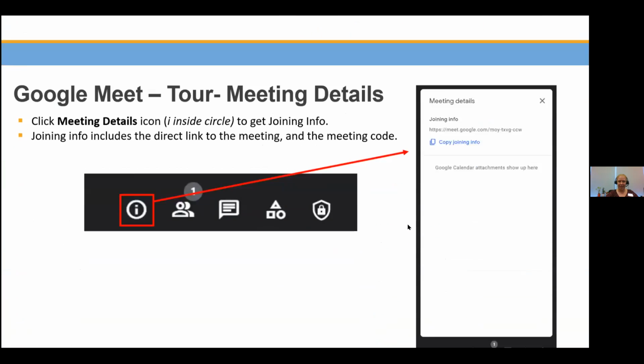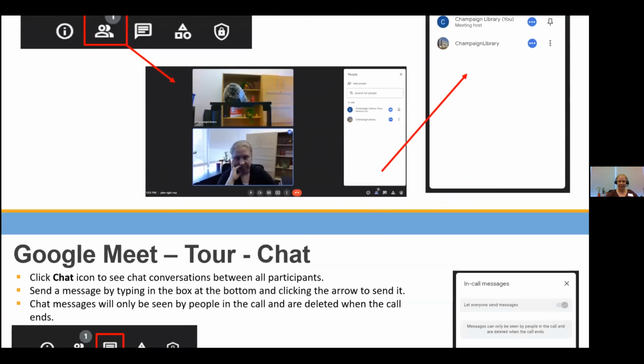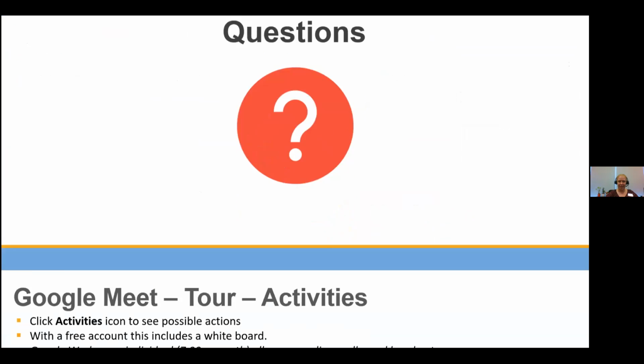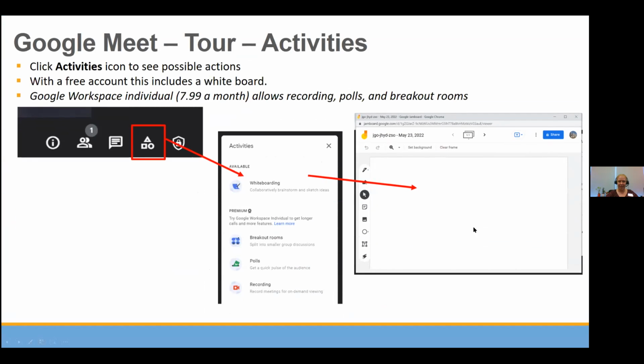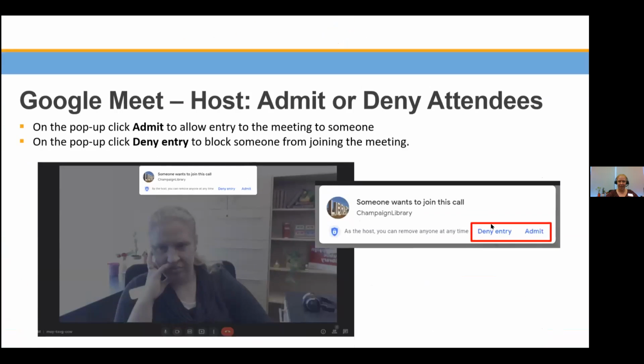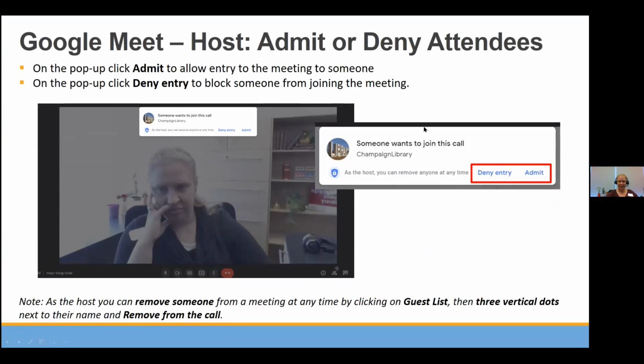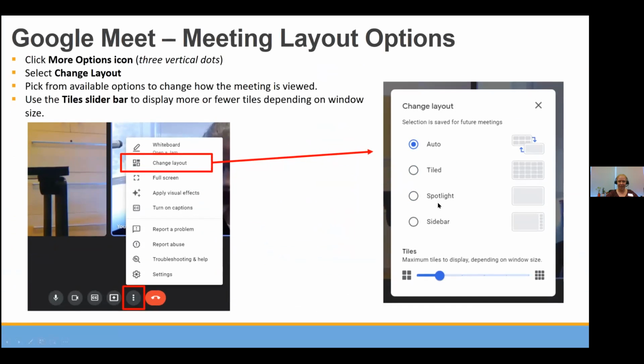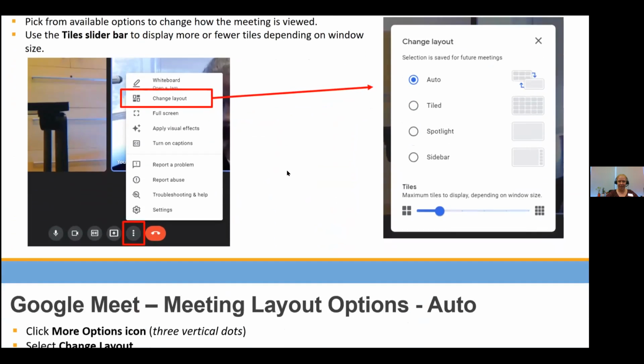The right side toolbar, which we talked about, attendee details, activities. So here's an example of what the whiteboard looks like when it pops up when you're using the activity. And then the different host controls we talked about, admitting or denying people. So this is what that pop-up looks like when someone's coming in. It looks like this, and then you can say deny entry or admit. We admitted Rebecca. We did not deny her entry, but you may find that you need to do that at some point in time.